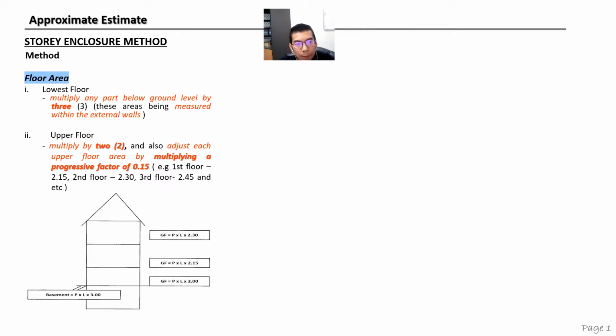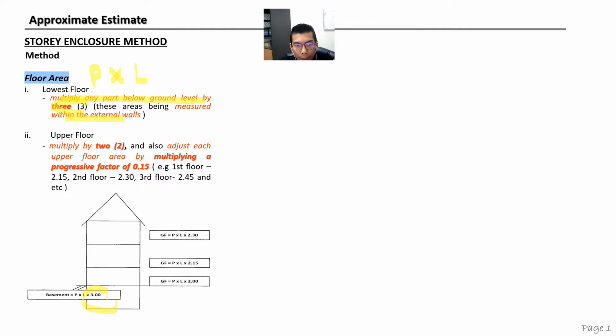So for the lower floor, you need to multiply any part below ground level by 3. So this is what they call the weightage, right? Weightage. Again, as I mentioned earlier, this area is measured within the external wall. So it means that if your drawing has already included the external wall, you have to deduct, kena tolak, the external wall. If the dimension does not include the external wall, then you can use it. So for the basement, of course, the floor area calculation is P times L, panjang kali lebar, or length times width.